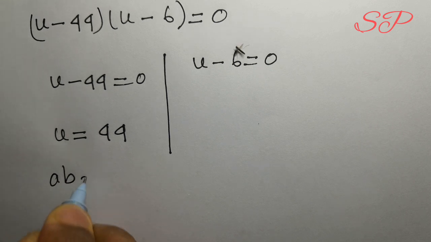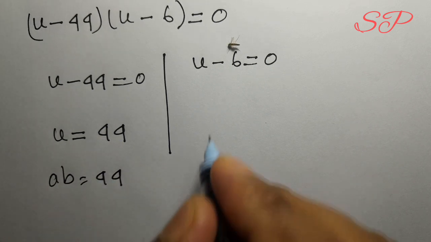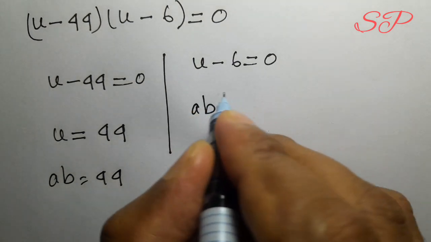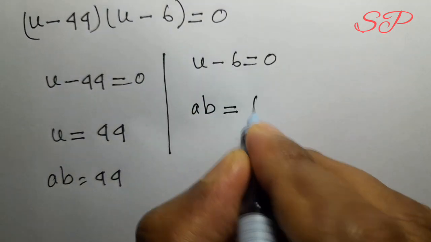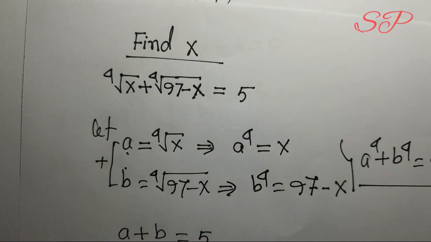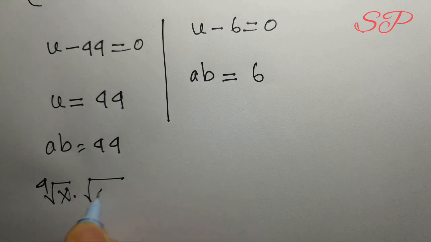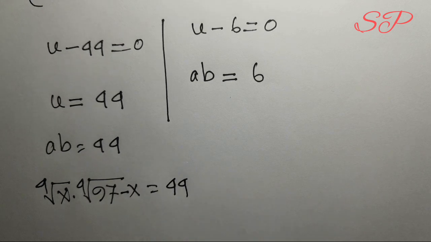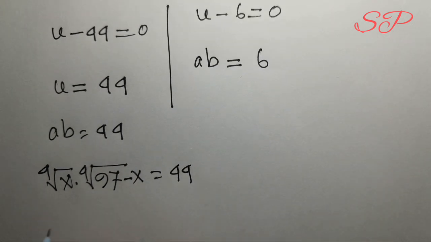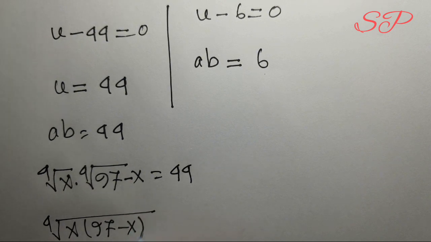We can write AB is equal to 44, and also AB is equal to the fourth root of x into 97 minus x. Here, the fourth root of x times 97 minus x is equal to 44.